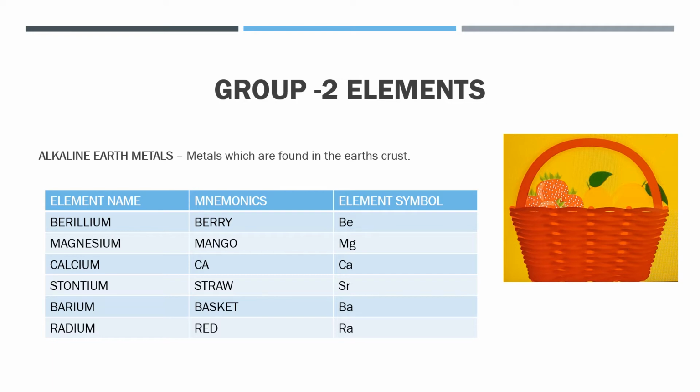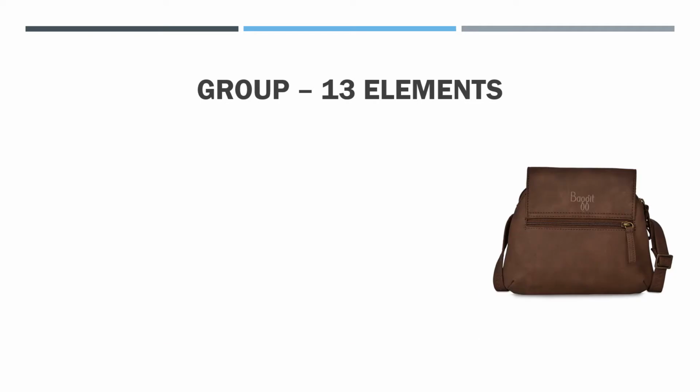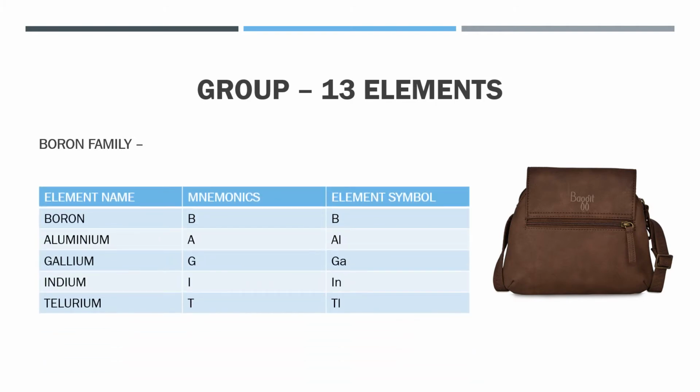Now let's go to group 13 elements, also known as the boron family. So let's learn the mnemonic for this. The group starts from boron, aluminium, gallium, indium, thallium. The element symbols are B for boron, Al for aluminium, Ga for gallium, In for indium, and Tl for thallium. The mnemonic for this is Baguette. Baguette is a company of bags. As you see in this picture, there is a Baguette company's bag. So it's easy to remember.